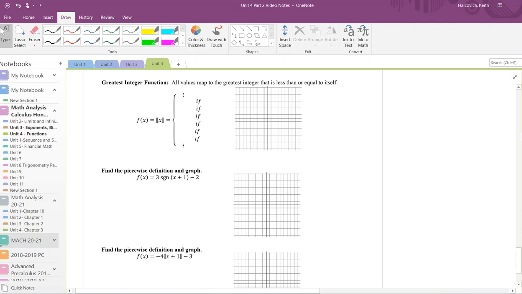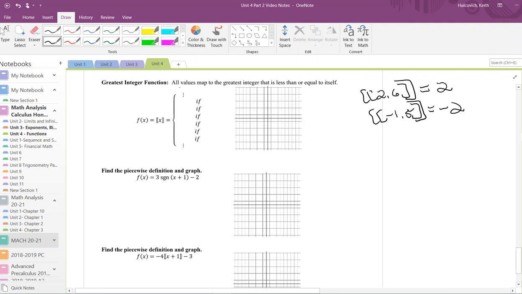The greatest integer function, now the greatest integer function basically says if you have this, it's going to equal the greatest integer that's less than or equal to itself. So for example, if I said greatest integer less than or equal to 2.6, that is 2. That's the greatest integer that's less than 2.6. If I did a negative number like negative 1.5, negative 1.5 would map to negative 2. Because basically you round down. You round down to the nearest integer.